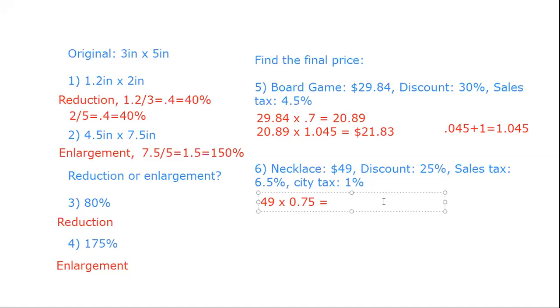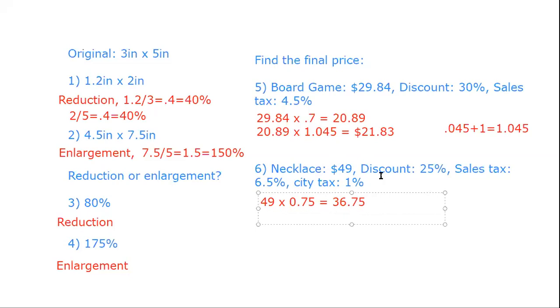All right, so we have that. What do we get from that? 36.75. So what we did was we're trying to find the discounted price, the actual sales price that we're dealing with. So 49 times 0.75 will give you 36.75.